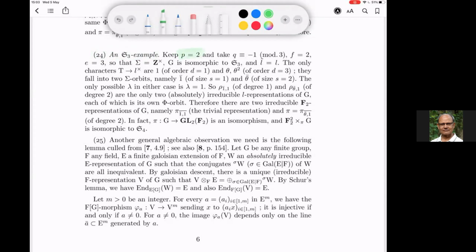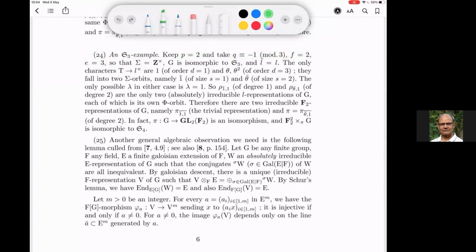So you take P equal to 2. And this Q, which is of course a power of P, P is 2, so Q is a power of 2. And Q, let's take it to be congruent to -1 modulo 3. Okay, this is a special case. We are looking at some special case, and let's take F to be 2 and E to be 3. So the order of G is of course going to be 6, because the order of G is E times F. E is the order of the normal subgroup, and F is the order of the quotient. So the order of the group G is E times F, and since E is 3 and F is 2, the order of G is 6. Fine.